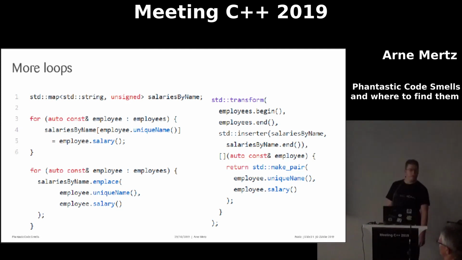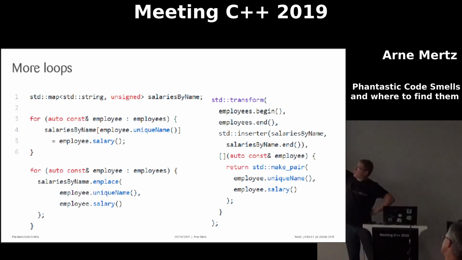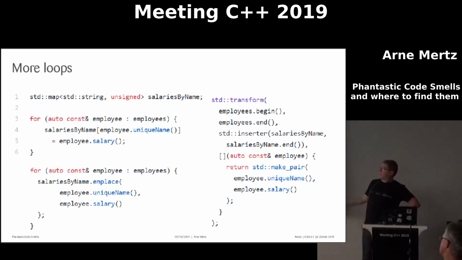Which one is more readable? I mean, the loop is relatively simple. I see what's happening in the loop. In the transform, I have to use both the iterators, and then I have to create some insert iterator for the map, and insert iterators for maps and sets need a hint iterator, so I give them the end or something else, maybe begin. And then I have to create this lambda, either inline or beforehand, to say, well, when I have an employee, I want to have this pair of the unique name and the salary.